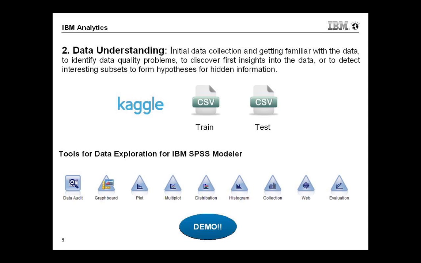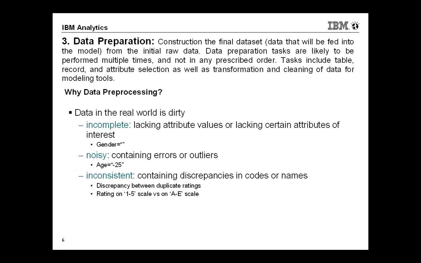So when it comes to data preparation, this is where we create a data set from an initial raw data. And oftentimes data preparation tasks take a while to complete. There are multiple steps, and they can be repeated multiple times because oftentimes the data in the real world is dirty, it's incomplete, and a lot of attribute values are lacking.